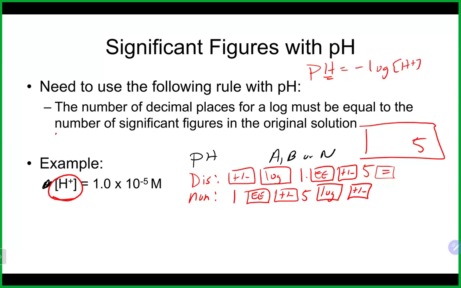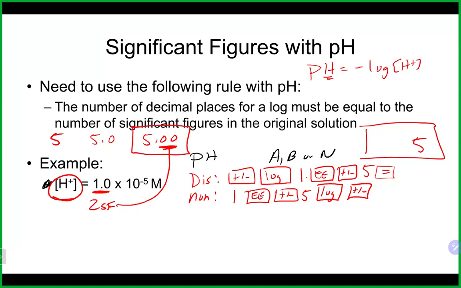So should it be 5? Should it be 5.0? Should it be 5.00? Which is the correct way to give that pH? So the rule is the number of significant figures in the concentration. So how many sig figs does this number have? That's 2 sig figs. Is how many decimal places there are? 2 decimal places. This would be the correct answer, yes.